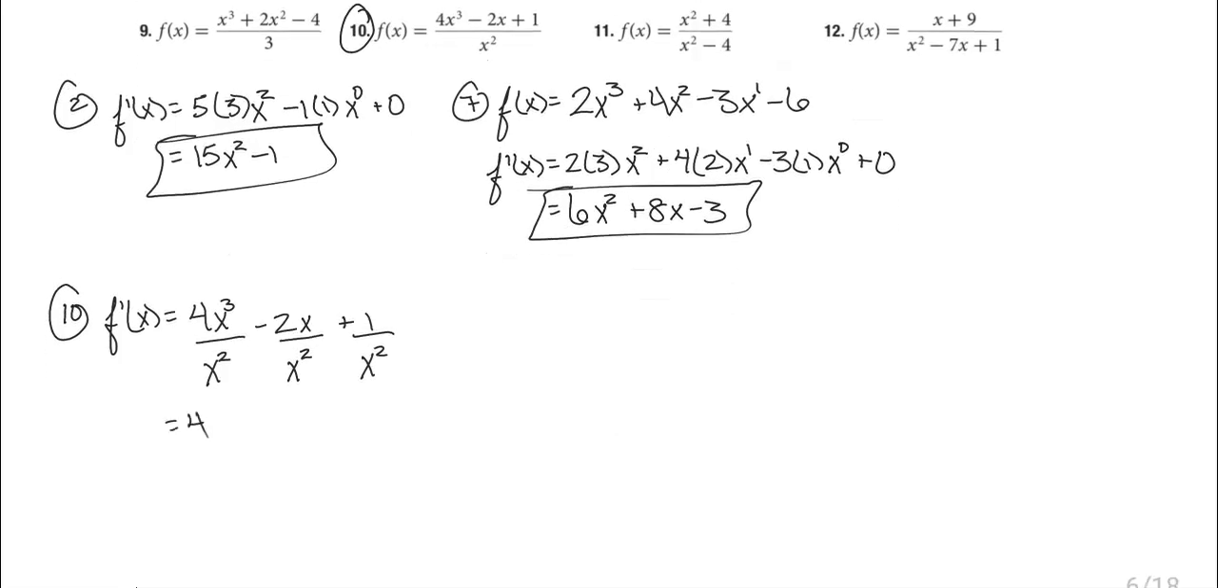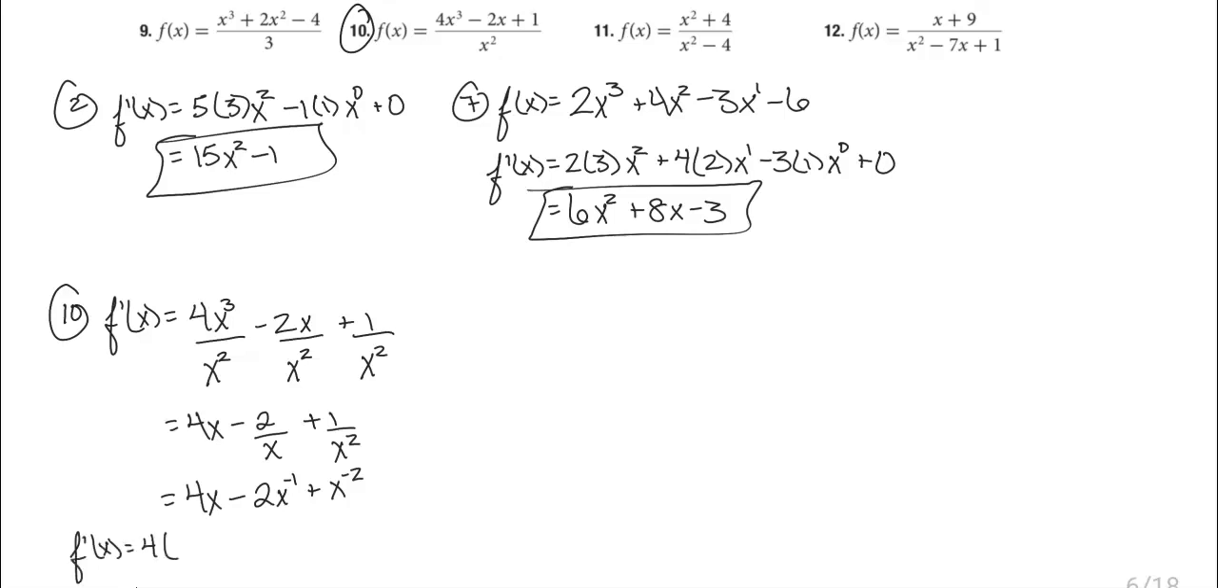So that is 4x minus 2 over x plus 1 over x squared. So I'm just doing a rewrite step here. And this is 2x to the negative 1. And this is x to the negative 2. And then now we're going to take the derivative.